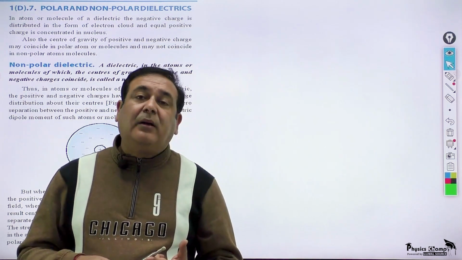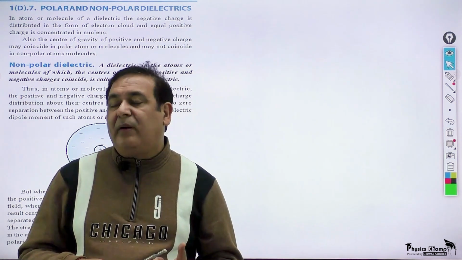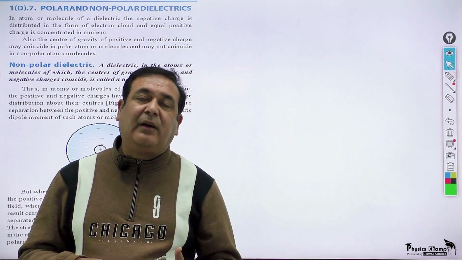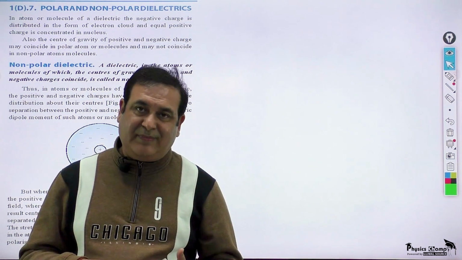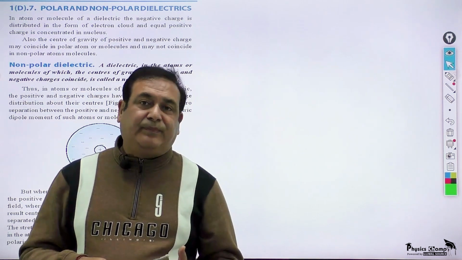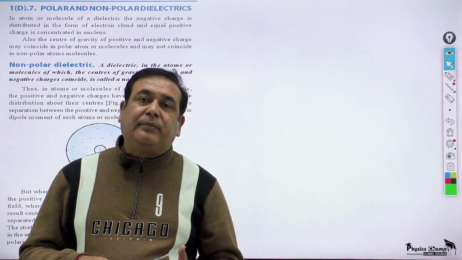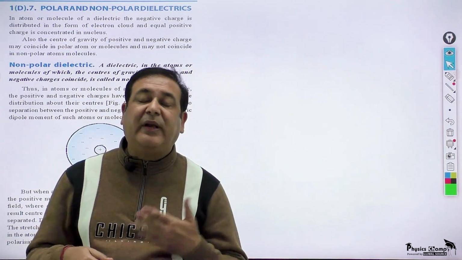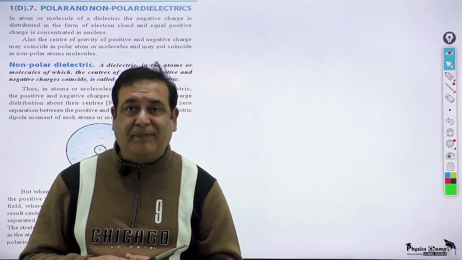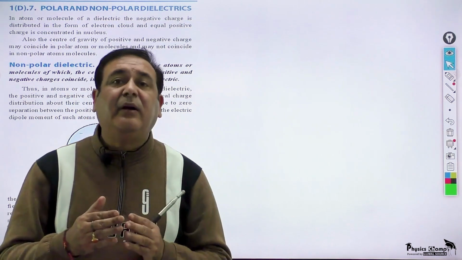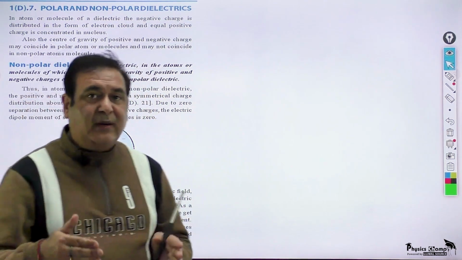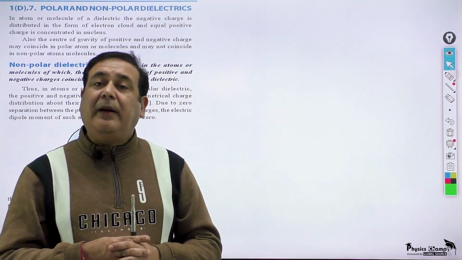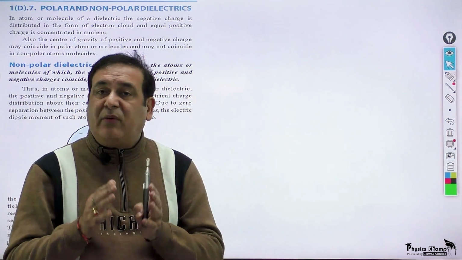Then we will talk about different kinds of capacitors: parallel plate capacitors, spherical capacitors, cylindrical capacitors, and how to find the expression for their capacitance. But before I enter into these capacitors' principle and the equivalent capacitance of combinations, I need to talk about the concept of polarization.